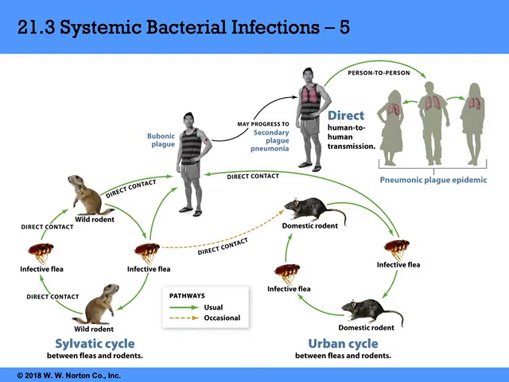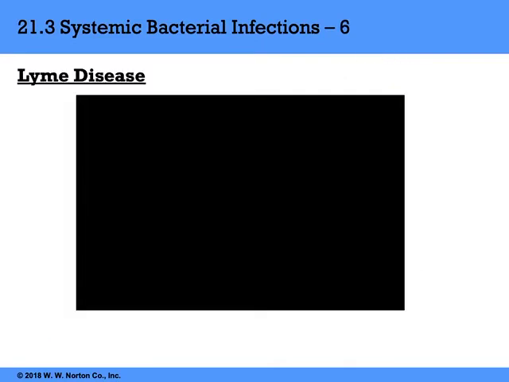A flea is simply an insect that lives by taking blood meals off of its host. The bubonic plague can progress to secondary plague pneumonia, which is the accumulation of fluid in the lungs as the tissues become damaged by the bacteria. And then you can have human-to-human transmission through things like aerosols. And so this is the Black Death. This is what killed a lot of people in the Middle Ages. And it's a pretty serious infection.